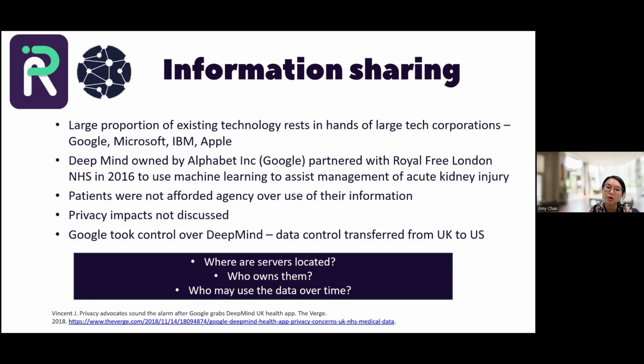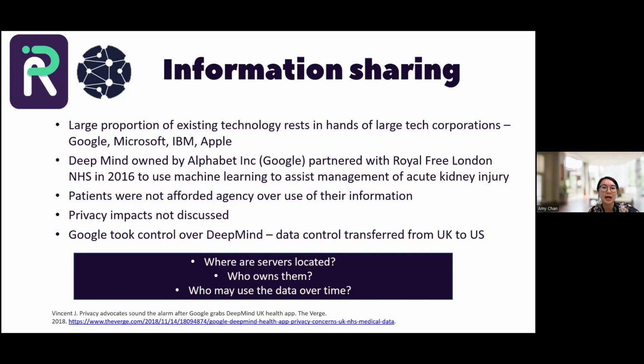Google then took control of DeepMind, and Google was a US-based company, but the hospital and the data is a UK company. So data control effectively also transferred from the UK to US. So then there are information sharing implications to think about and cross-border implications. So do patients feel comfortable about data being shared overseas?